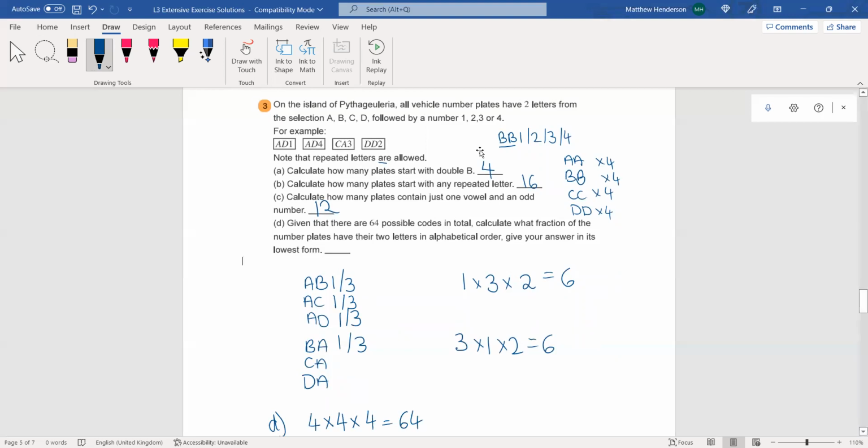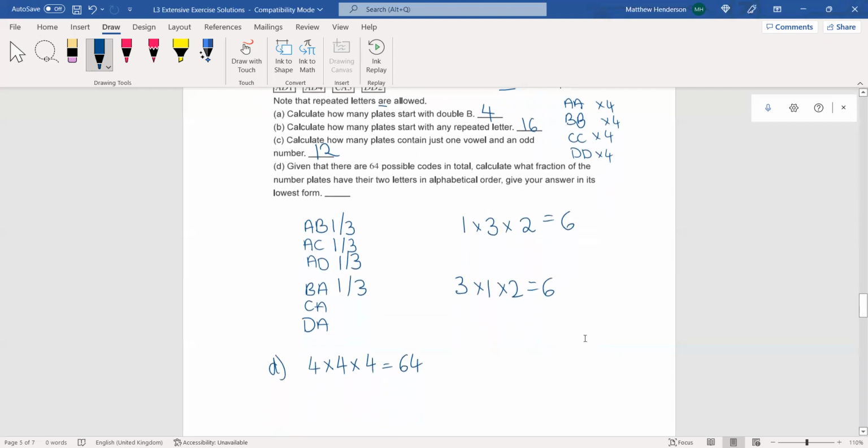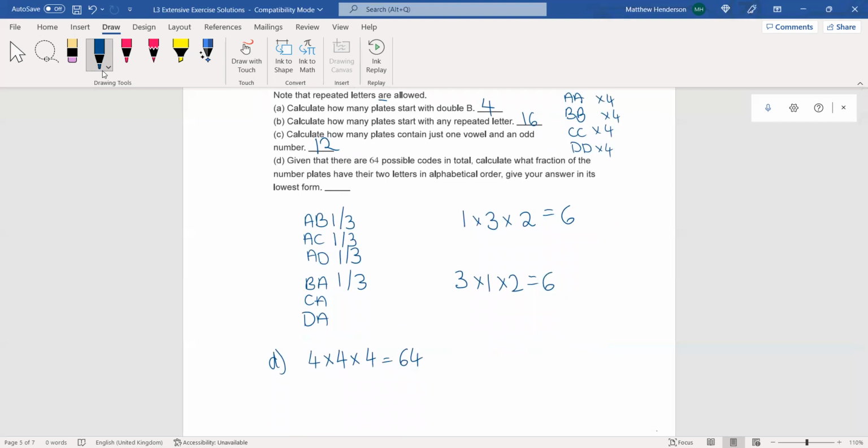Now, how many have their 2 letters in alphabetical order? And we need to give this as a fraction. So let's think about all of the combinations that have 2 letters in alphabetical order. So we could either have AB. So here I'm starting with all of the combinations that start with A. Could have AC, again, that's in alphabetical order. A comes before C. Could also have AD.